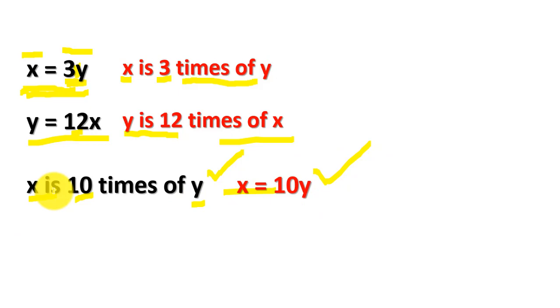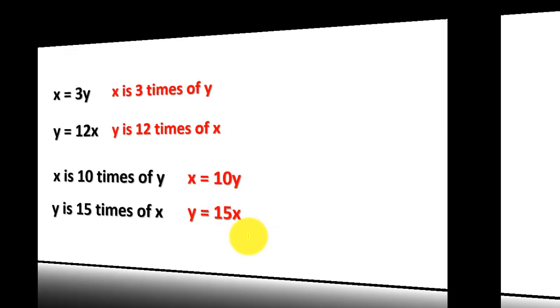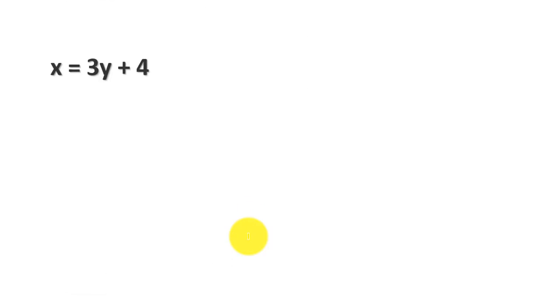Obviously easy. Next one, y is 15 times of x. We are discussing about y. Y equal to 15 times of x, in the sense 15x. That is y equal to 15x. Next one, some more examples I take it here. X equal to 3y plus 4. Here multiplication and addition combinedly I have taken. X equal to 3y plus 4.